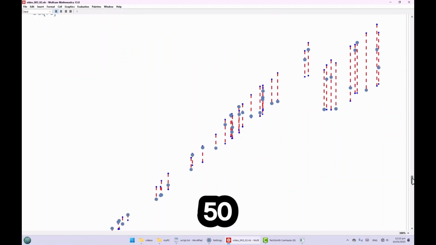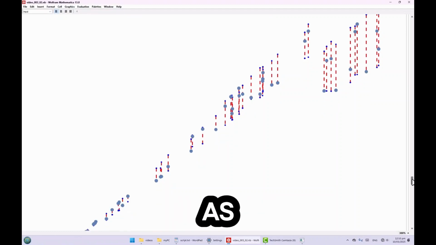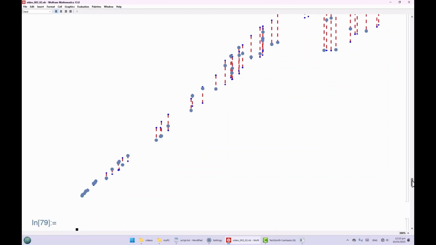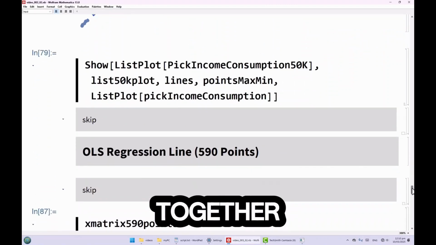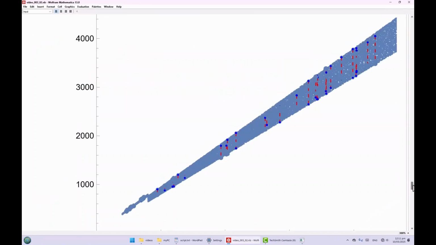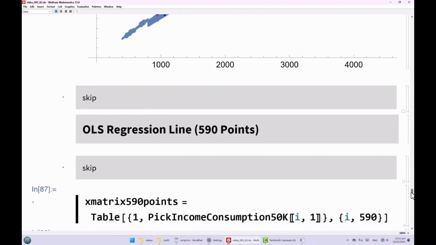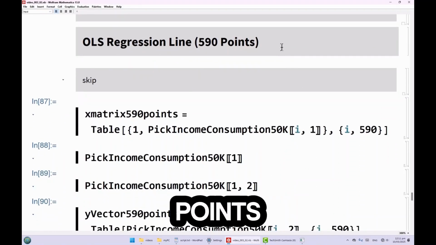Here is the plot with 50 points. On these lines, in addition, 2 small blue dots as extreme points. All of it on 50,000 data points together. It's time to prepare for regression in the case of 590 data points.